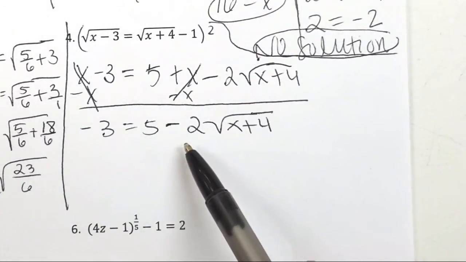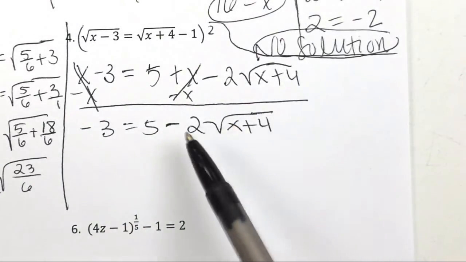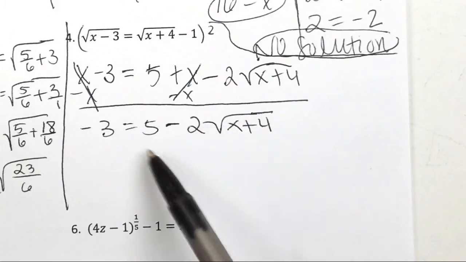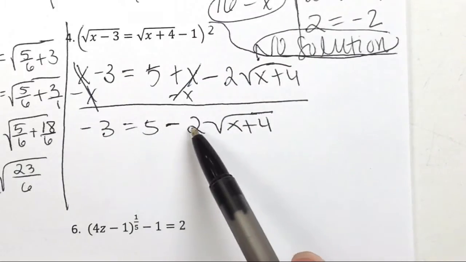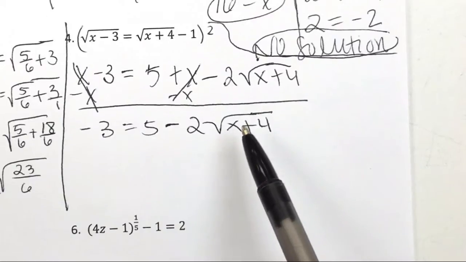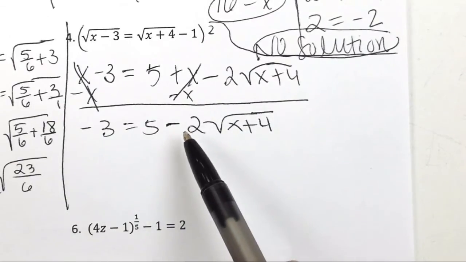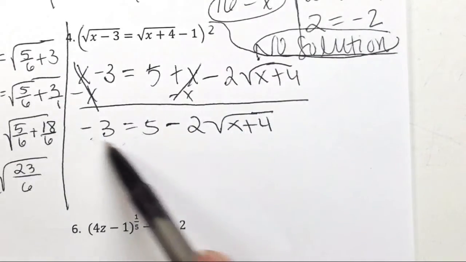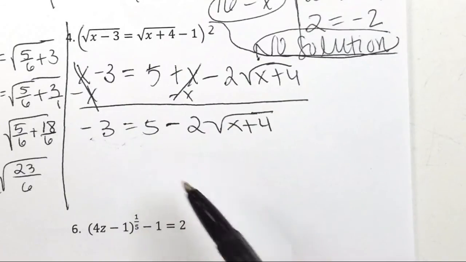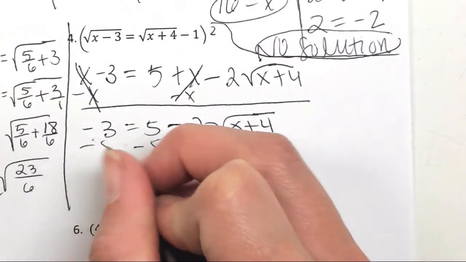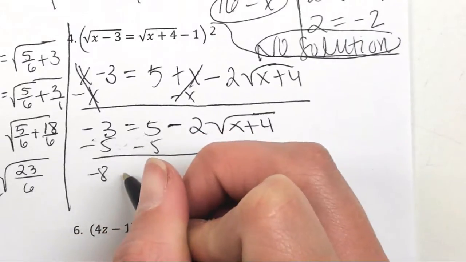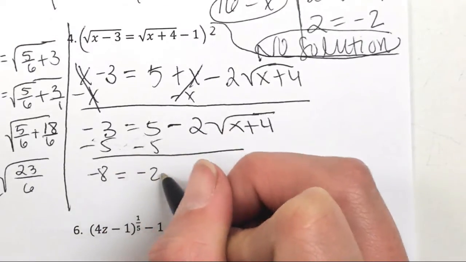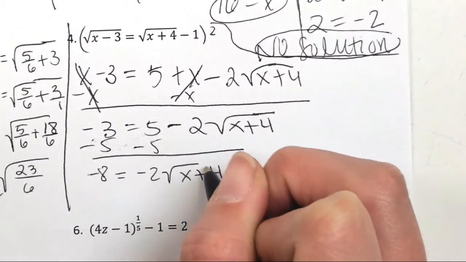And this 2 is with this radical, so I can't combine it with the number 5. I couldn't do 5 minus 2 is 3 square root of x plus 4. These are not like terms. But negative 3 and 5 are like terms. So I can subtract 5 from each side. I'll get negative 8 equals negative 2 square root of x plus 4.